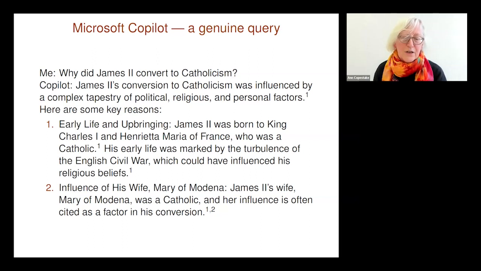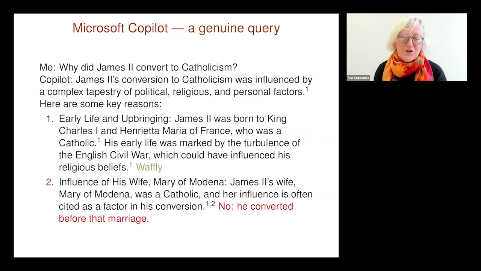So, early life and upbringing, blah, blah, blah. Yeah, okay, that's sort of okay, but it's seriously waffly. Influence of his wife, Mary of Modena. Well, actually, he converted before that marriage, so it couldn't have been anything to do with her that he converted to Catholicism. It was actually the previous wife, and so there may have been something going on there, but we may have a confusion between wives going on here.